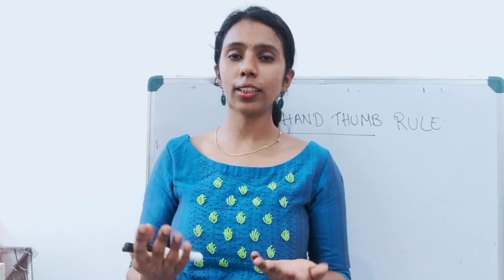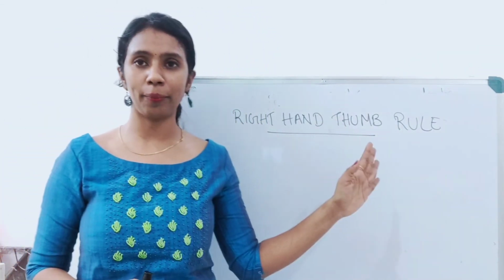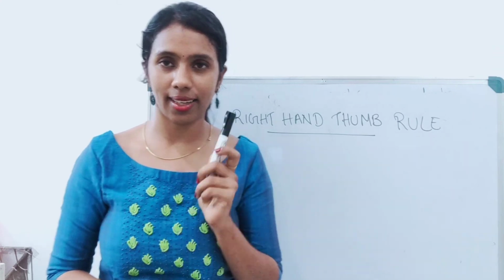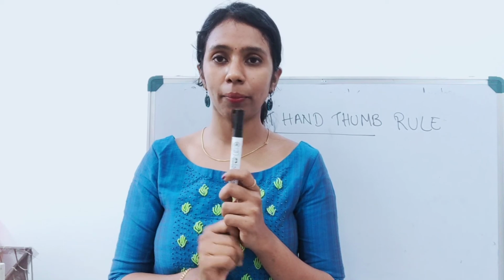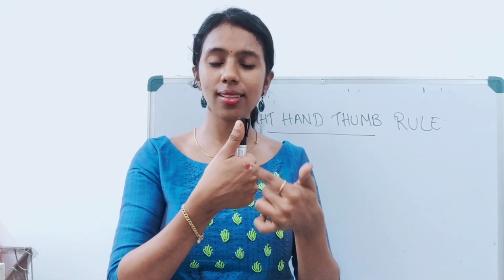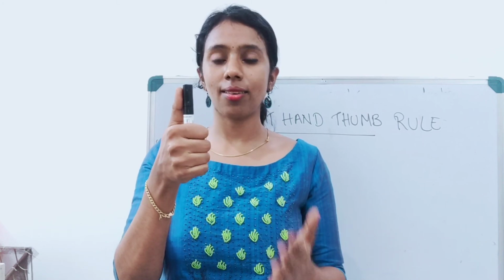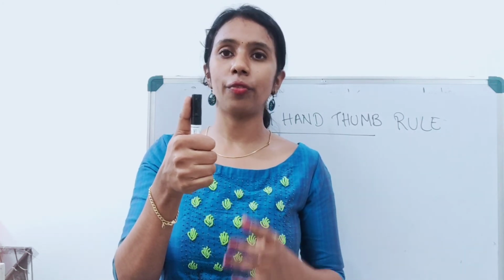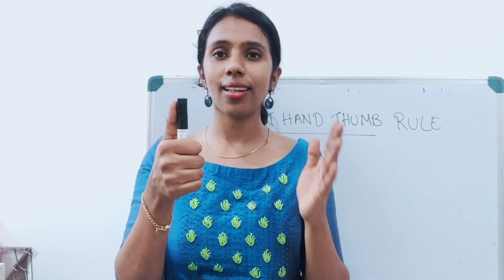We can determine the direction of magnetic field due to a straight current carrying conductor using the right hand thumb rule. So if this is a current carrying conductor and current is in the upward direction, according to the right hand thumb rule, hold the conductor in your right hand in such a way that the thumb is in the direction of the current. So the thumb should be extended in the direction of the current. Then the curved fingers will give the direction of the magnetic field. This is the right hand thumb rule. Using this rule, we can determine the direction of magnetic field due to a long straight current carrying conductor.